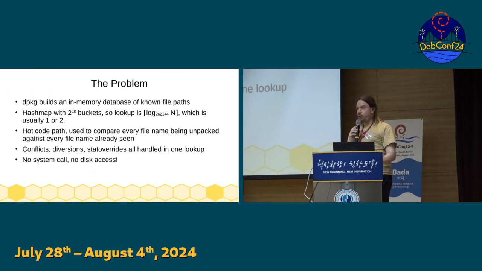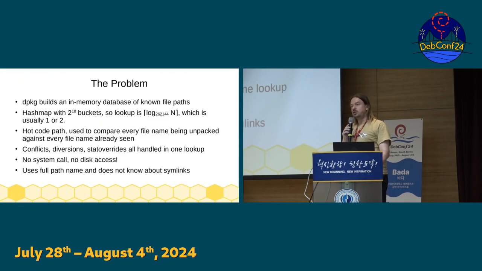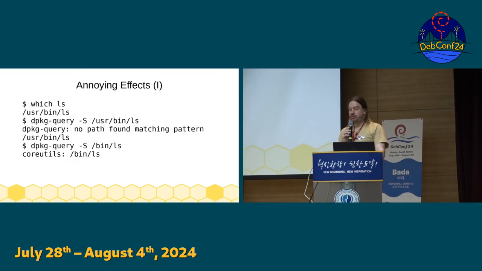No system call, no overhead, no nothing. That's the only reason why dpkg is that fast. The thing is, it does not know about symlinks like the symlinks introduced by usrmerge. So now we have 2 different paths for the same file, and that has some very annoying effects.